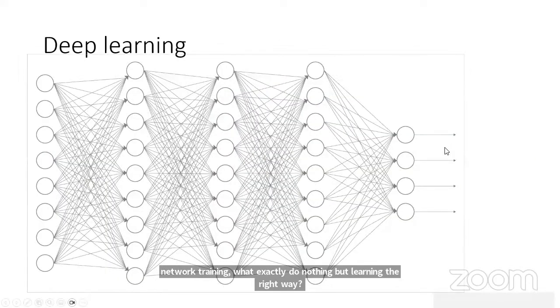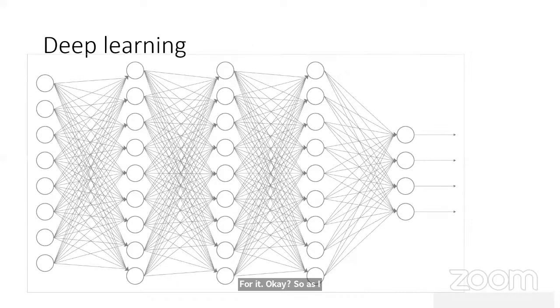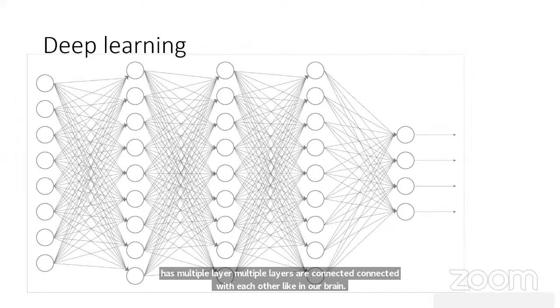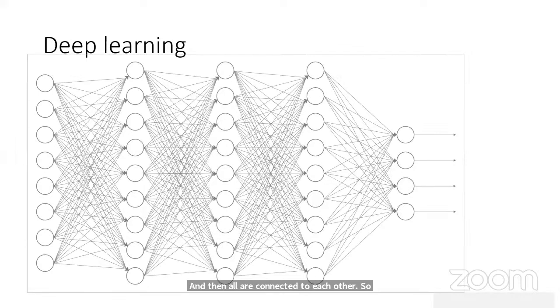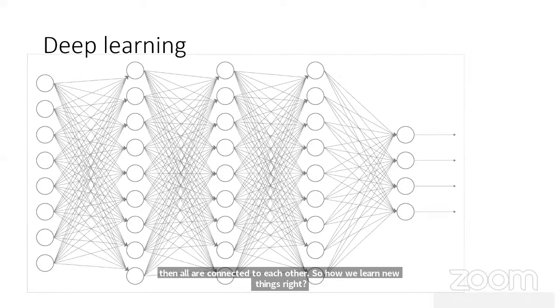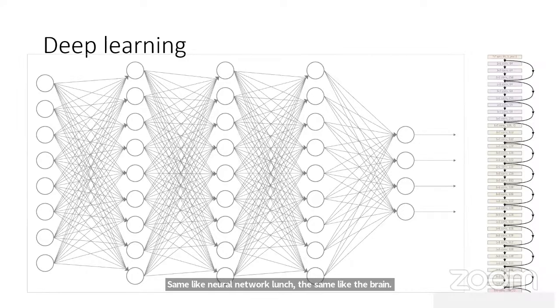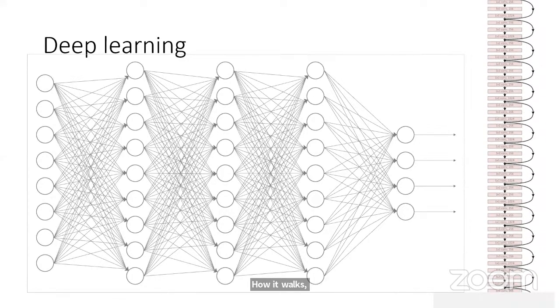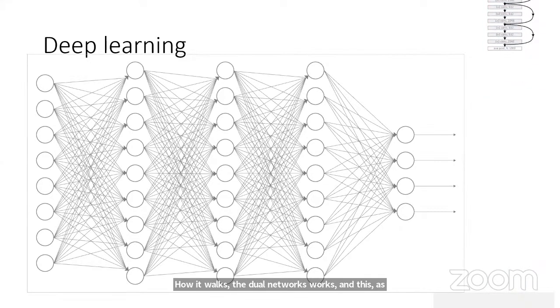Okay, so as I told, a neural network is not just three layers, it is very, very complex. It has multiple layers, interlinked and connected with each other. Like in our brain, we have millions and billions of neurons, and all are connected to each other. That is how we learn new things, right? The neural network learns the same way the brain works. As information goes, it keeps passing from one layer to another, and finally we get an output. This is the beauty of the deep learning neural network.